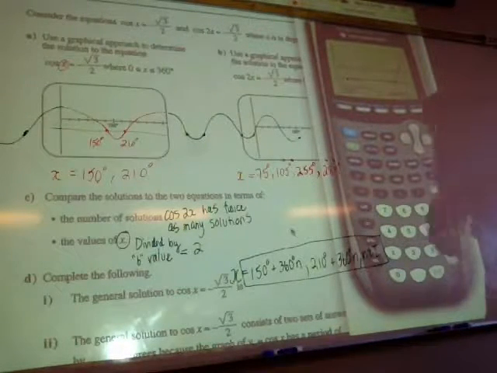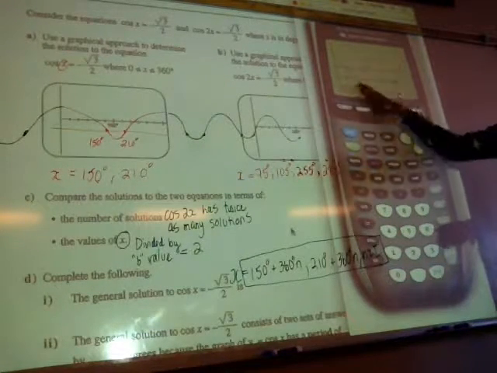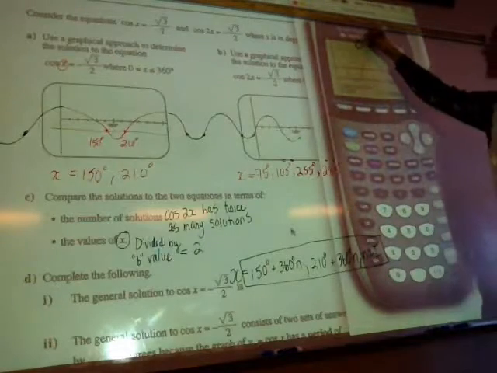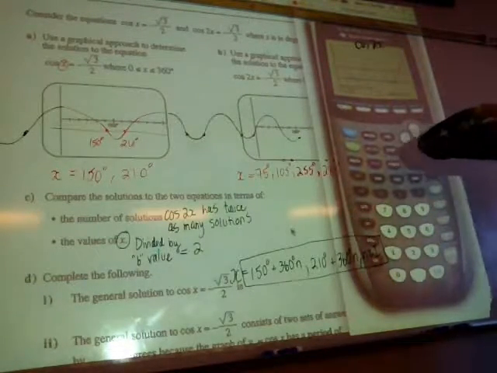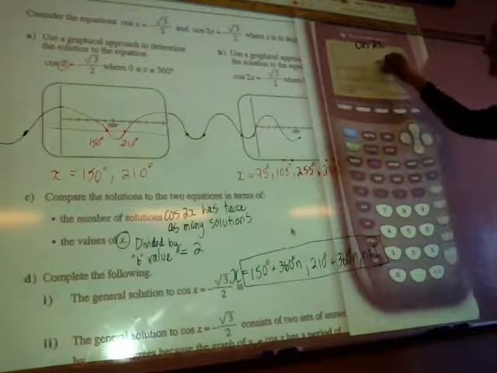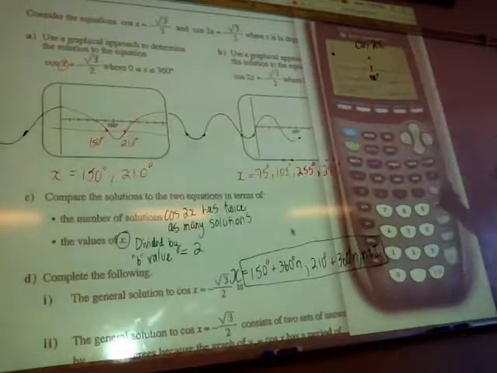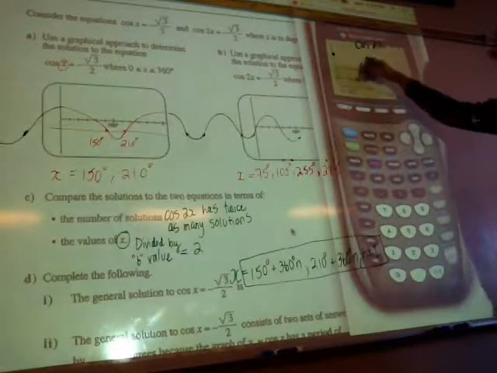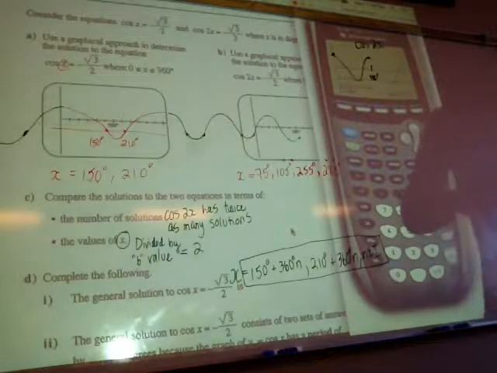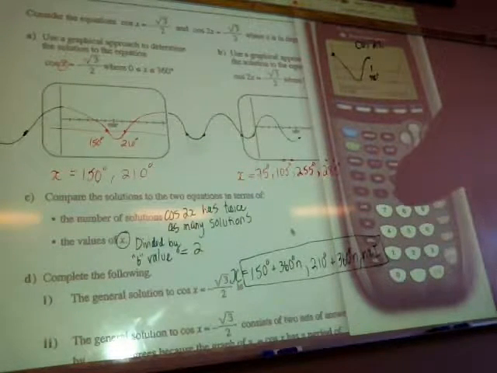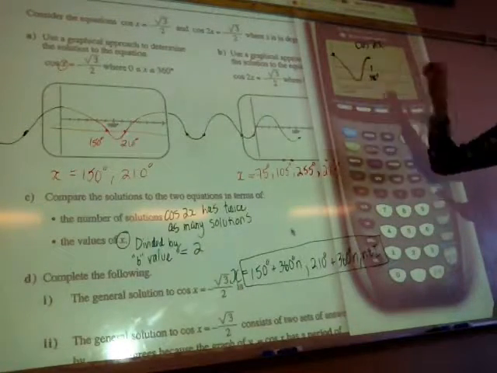Now part 3, what would you guys say the period of this graph is? Okay, so for cosine 2x, what's the period? I heard pi, but we're talking about degrees, so it's 180 degrees. So from here to here, that's 180 degrees. This is one period. Okay, so for filling in the blank for part 3, the solutions will differ by 180 degrees because the period of cosine 2x is 180 degrees.